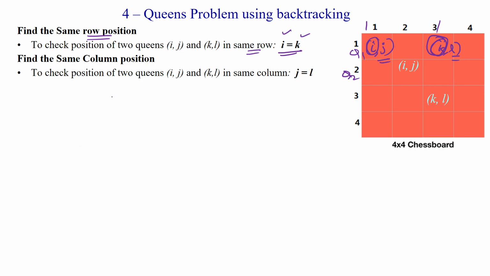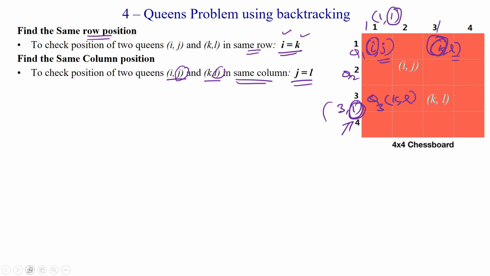Likewise, when you are checking the index of i comma j and k comma l, if j equal to l, suppose I place one more queen here, queen 3, at k comma l, where k is 3 and l is 1. Here i equal to 1, j equal to 1, you see the j value and l value are both the same. If the j value and l value are the same, then we can conclude that both queens are in the same column.